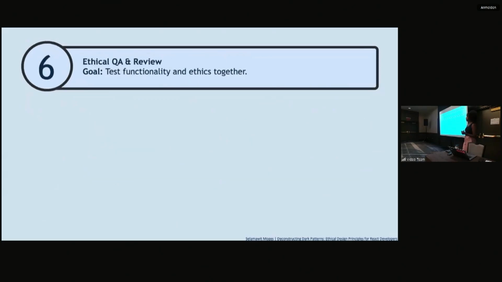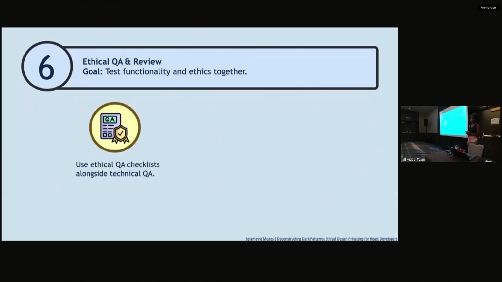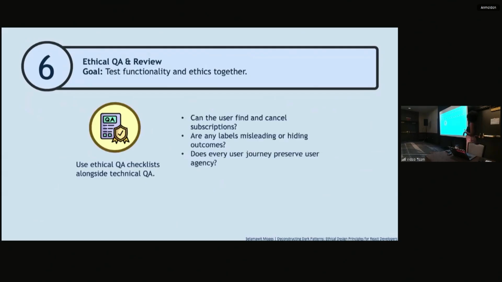And lastly, ethical QA and review. And the goal here is to test functionality and ethics together. And how we can do that is using an ethical QA checklist alongside a technical one. And what an ethical QA checklist can kind of look like is: can users find and cancel subscriptions? Are any labels misleading or hiding outcomes? Does every user journey preserve user agency?